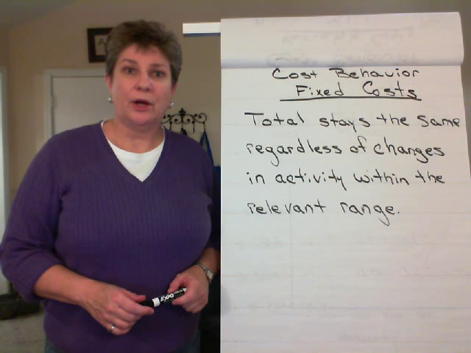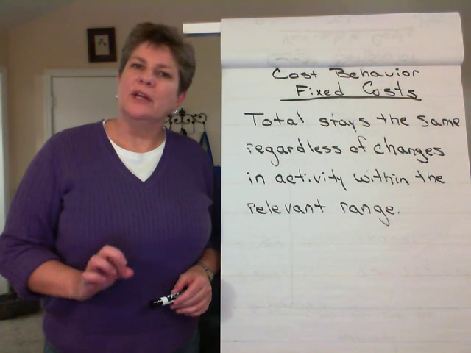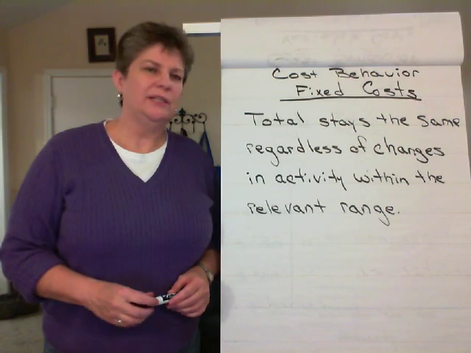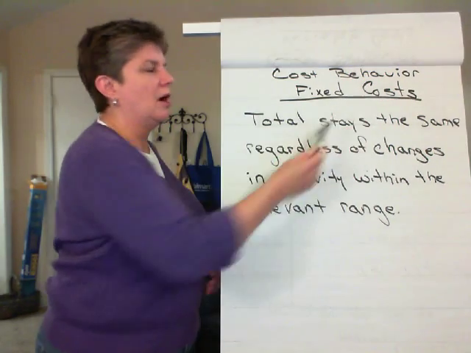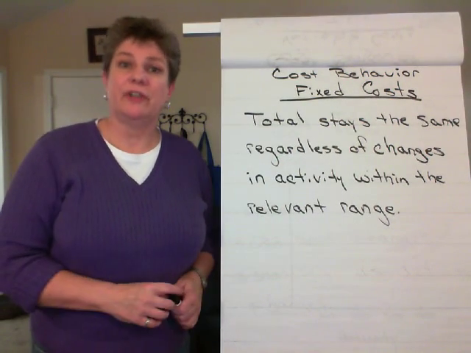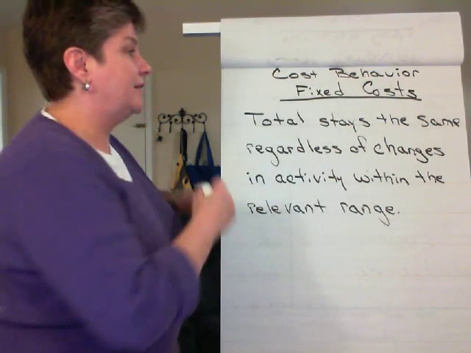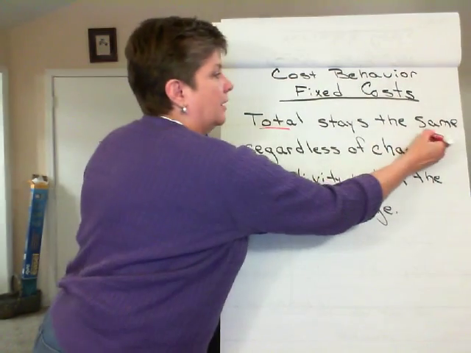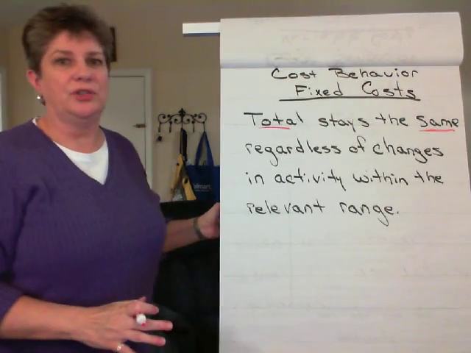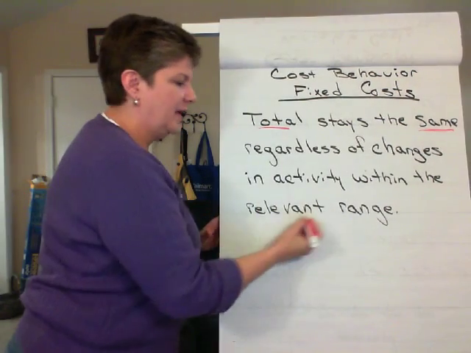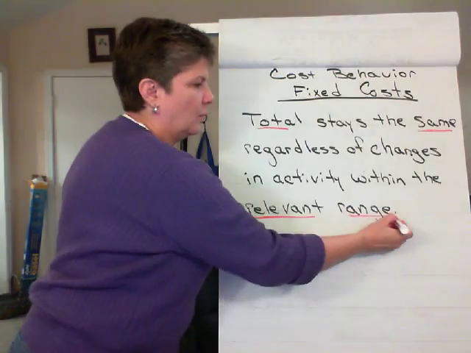Managerial accounting cost behavior. Now, the next type of cost behavior that we need to look at is that of fixed costs. Now, the definition of a fixed cost is that the total cost will stay the same regardless of changes in activity within the relevant range.